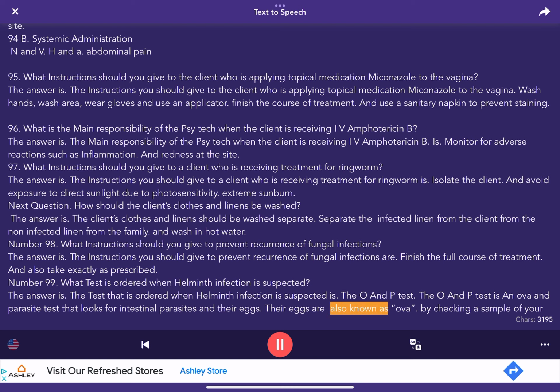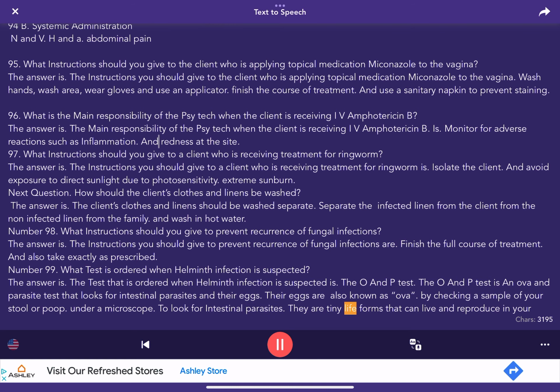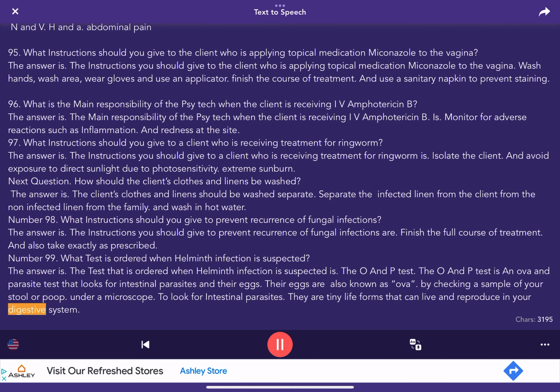Their eggs are also known as ova. The test checks a sample of your stool, or poop, under a microscope to look for intestinal parasites. They are tiny life forms that can live and reproduce in your digestive system.